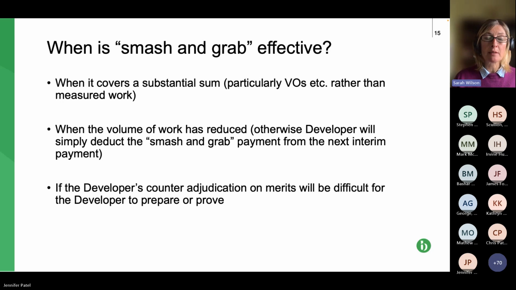But as we said previously, that final bullet point, the developer can do a counter adjudication on merits, albeit it's got to make the smash and grab payment first, and the party counter adjudicating must prove its claim. So if we can move to the next slide, please.